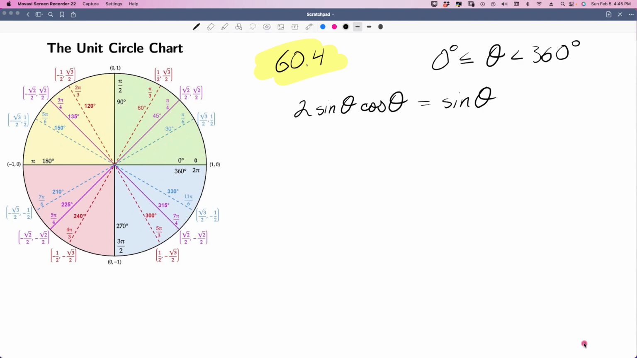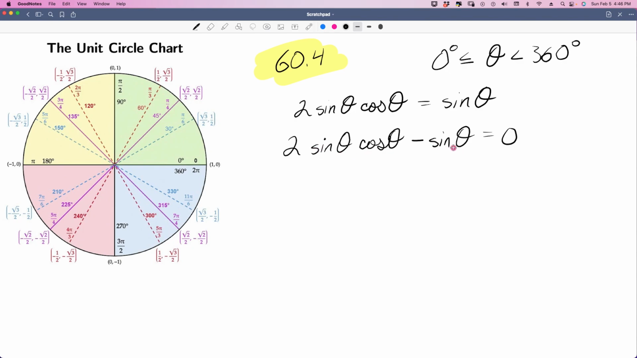For these, you will still need the unit circle, so I'm going to add that as well. So when we have a problem like 60.4 that tells us 2 times the sine of theta times the cosine of theta is equal to the sine of theta, we can't just divide by the sine of theta because then we lose the value of the sine of theta as a potential answer. So instead what we do is we set this equal to 0. So in factoring these trigonometric problems, always set the equation equal to 0. And when we do that, we find 2 times the sine of theta times the cosine of theta minus the sine of theta is equal to 0.